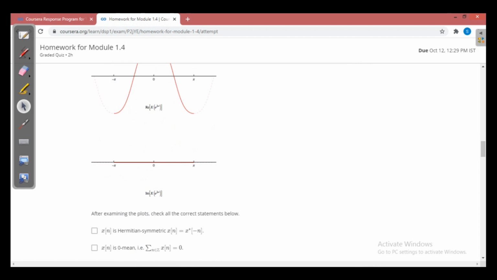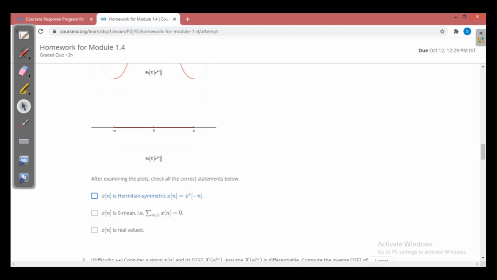So we have only the real function and the imaginary part is 0. So we know that the discrete time Fourier transform is a purely real function and the discrete time signal is Hermitian symmetric. So this is right.